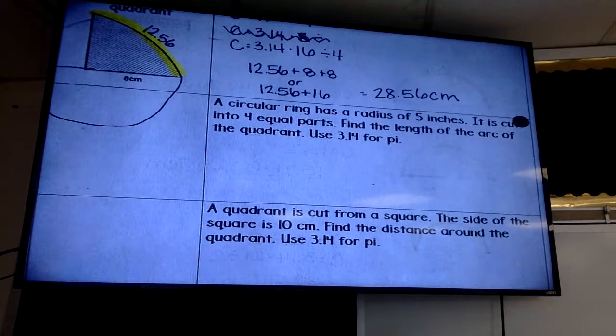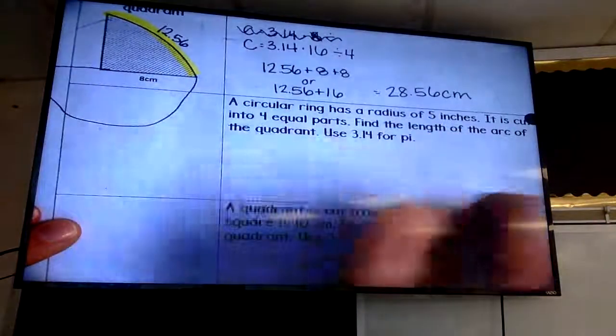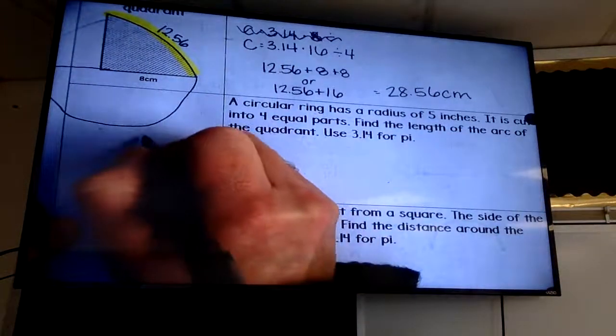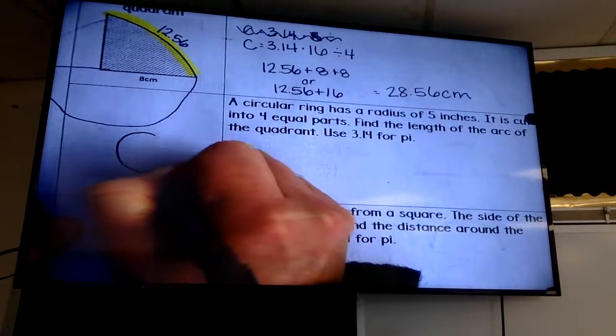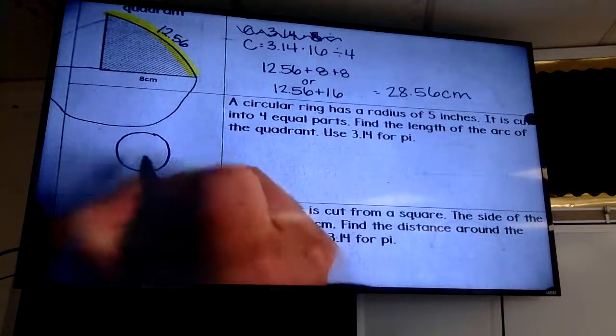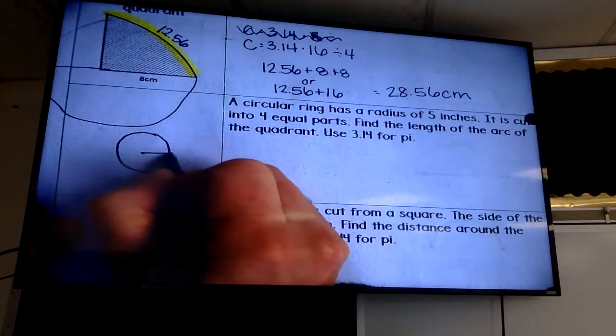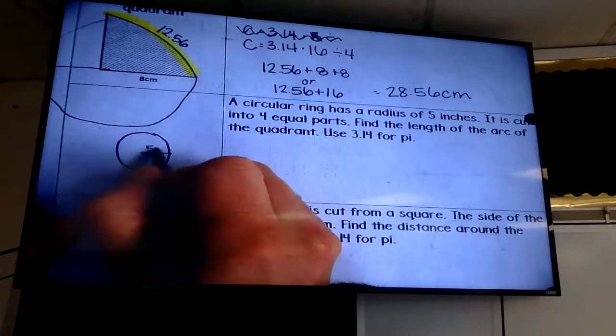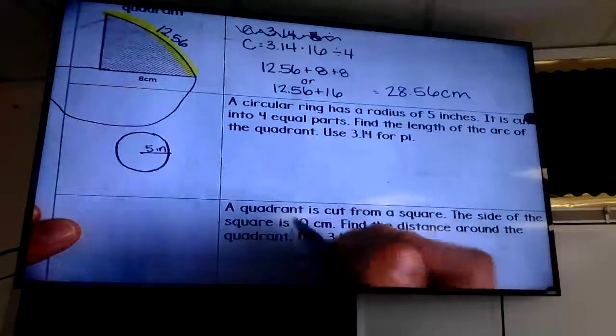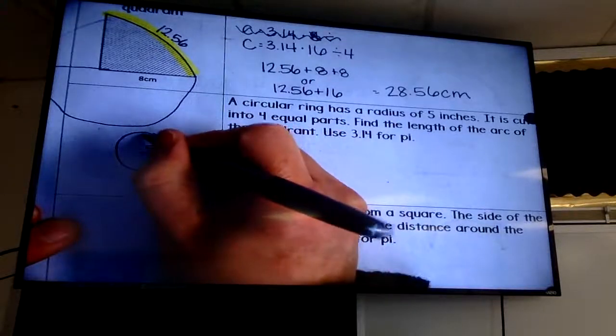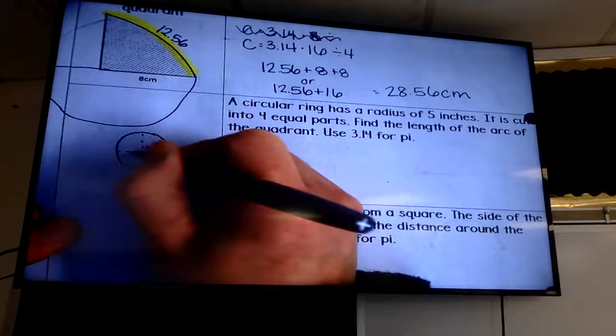All right, another one. A circular ring has a radius of 5 inches. It is cut into 4 equal parts. Find the length of the arc of the quadrant. Use 3.14 for pi. Okay, no pictures given, so I always say draw on a picture. So a circular ring, so here's my circular ring, has a radius, that's halfway, remember, of 5 inches. It is cut into 4 equal parts. All right, I'm going to cut my circle into 4 equal parts.